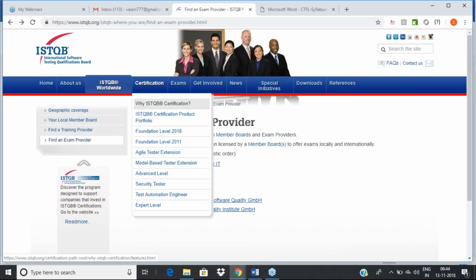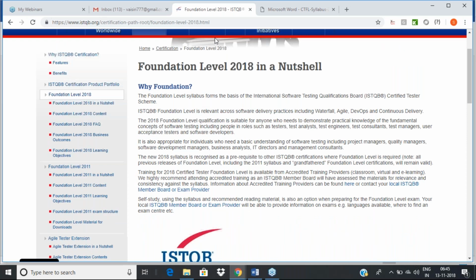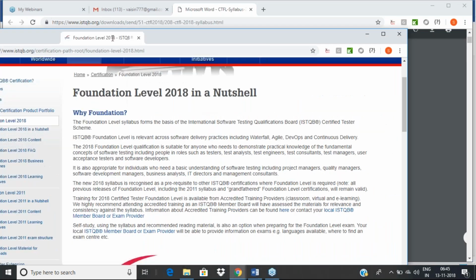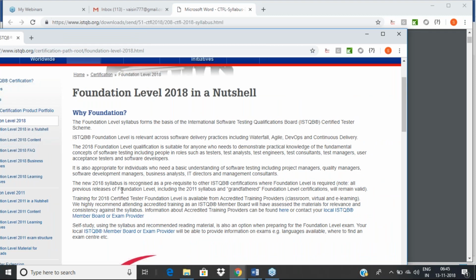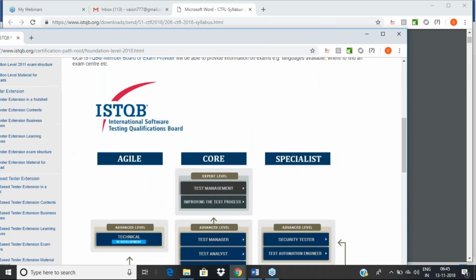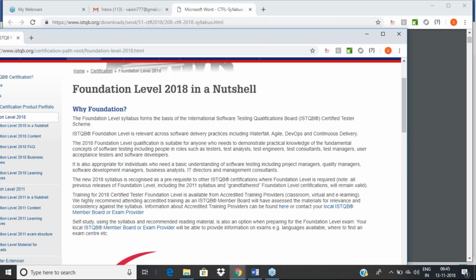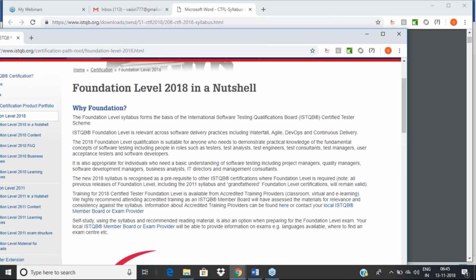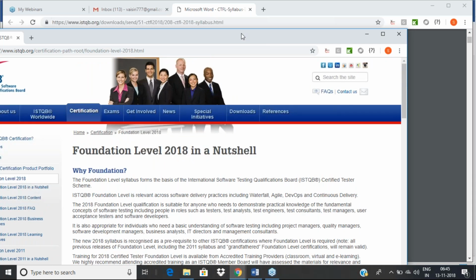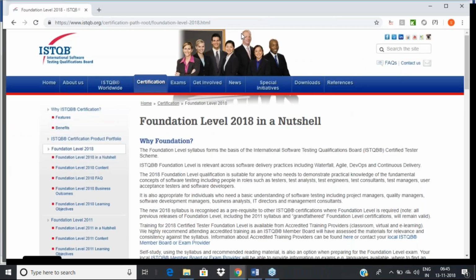Cool. And when it comes to the foundational level, you can see over here very clearly, foundational level 2011 and 2018. So what we're talking about is the very latest syllabus. The foundational level syllabus was revised in 2018, and I would say they have really just categorized here and there a bit, and they have reduced the content compared to 2011. The 2011 content was more heavy, and they've realized that's not really required that much.